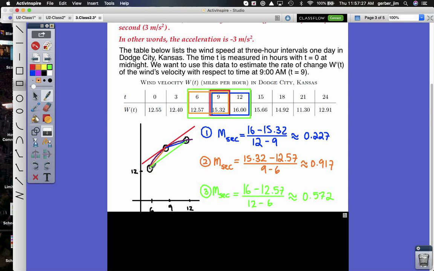If we look at it on the graph, what I've done here is I've plotted these 3 points. So here's the point 6, 12.57.